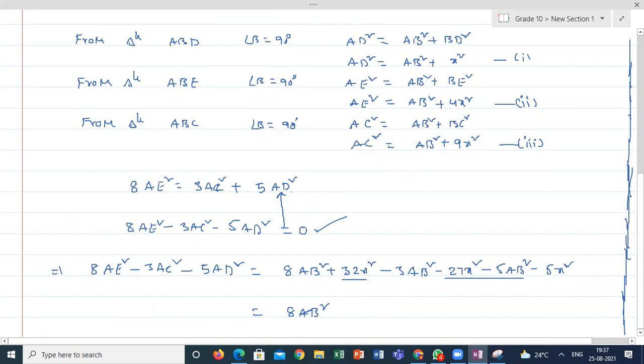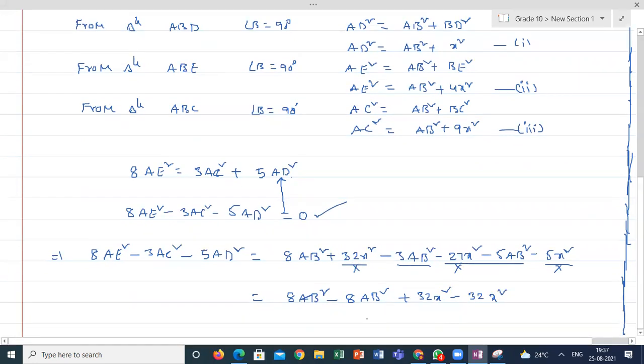So 8AB square minus 3AB square minus 5AB square gives 0 for the AB square terms. These are the X square terms: 32 minus 27 minus 5, which is 0. So where I am getting 0, that means 8AE square is equal to 3AC square plus 5AD square is a true statement.